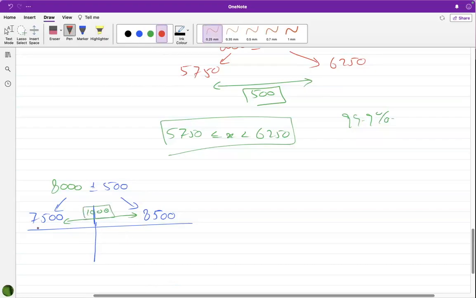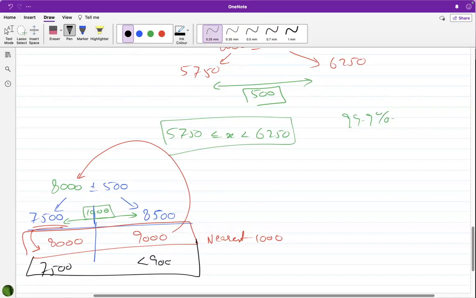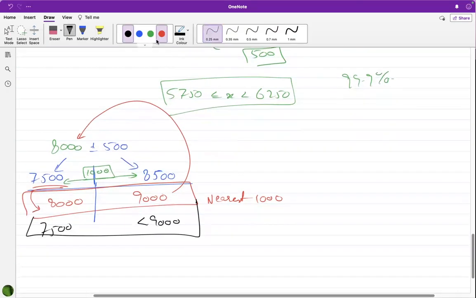Now, if I tell you to write them to the nearest thousand, what will it become? Well, that would be 8,000, and 8,500 would become 9,000. And we both know that the original value was 8,000, not 9,000. So that is why we write 7,500 and we write less than 8,500. Like 8,500 is not included.